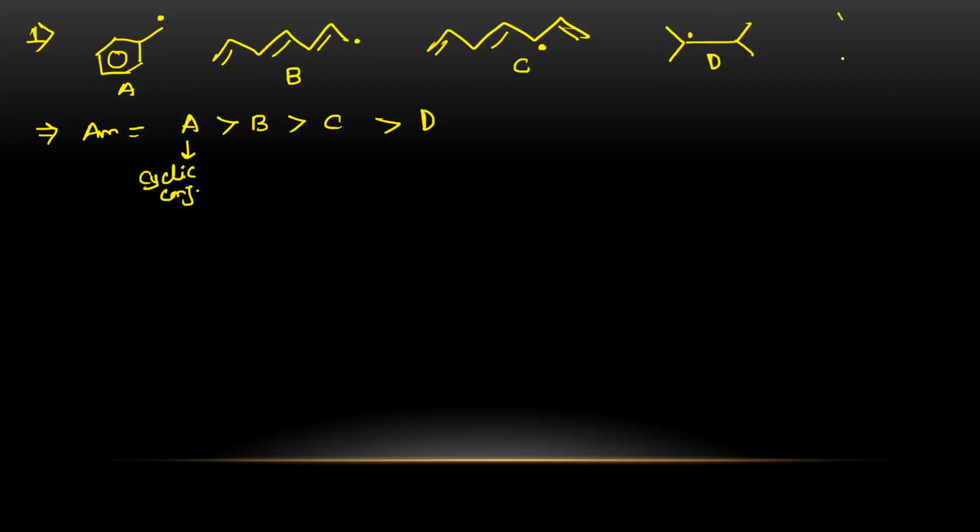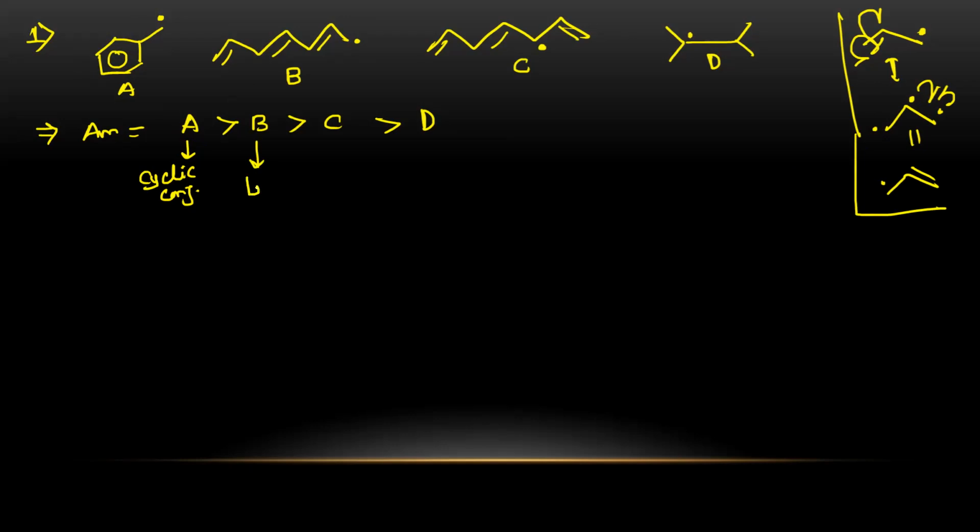Let me tell you how the conjugation actually occurs in a free radical system. Suppose this is a free radical. And how will conjugation occur? One electron like this, one electron like this. Now what happens? Dot, dot, and here also a dot. Now these two dots will combine. In this way, the more the resonance, the more the stability. Now it is a cyclic conjugation.